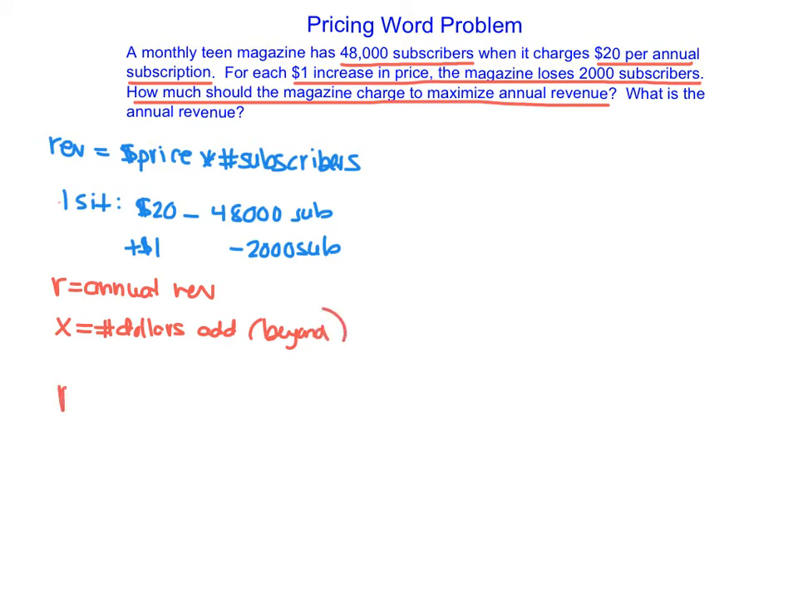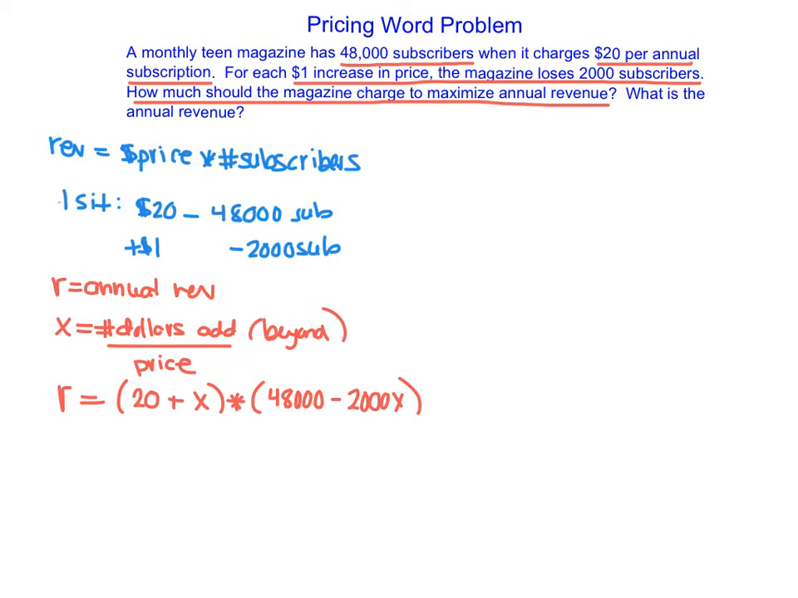So my revenue is calculated by taking my price, which is $20 plus some X value. So this is the price of my particular magazine. It's $20 plus some value that I've decided to add on to it. So remember, X is the number of dollars that we've added on beyond 20. And it's 20 plus X times my number of subscribers, which is going to be 48,000 minus 2,000X. Because remember, we're going to lose 2,000 subscribers for every $1 that we add beyond $20. So that's our equation here.